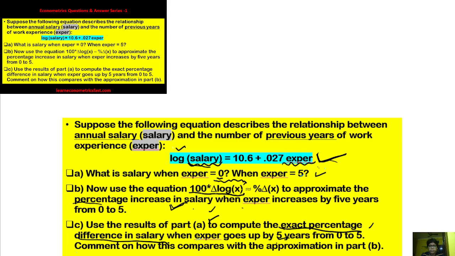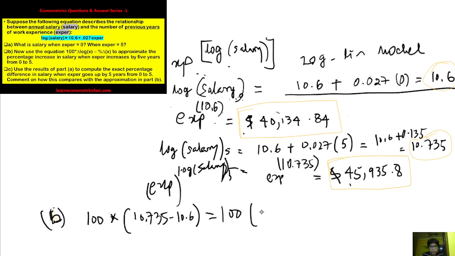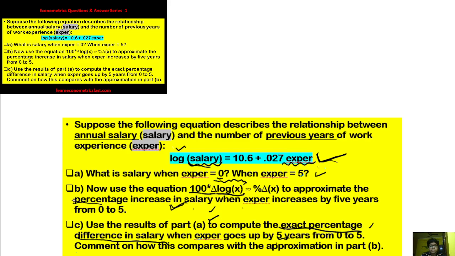What is this change in log x? You have already found these two values, 10.6 and 10.735. You take the difference between them and multiply by 100. So this will be 100 times (10.735 minus 10.6), which is 100 times 0.135, equal to 13.5%. This is the percentage increase in salary, and this is the formula we have used.